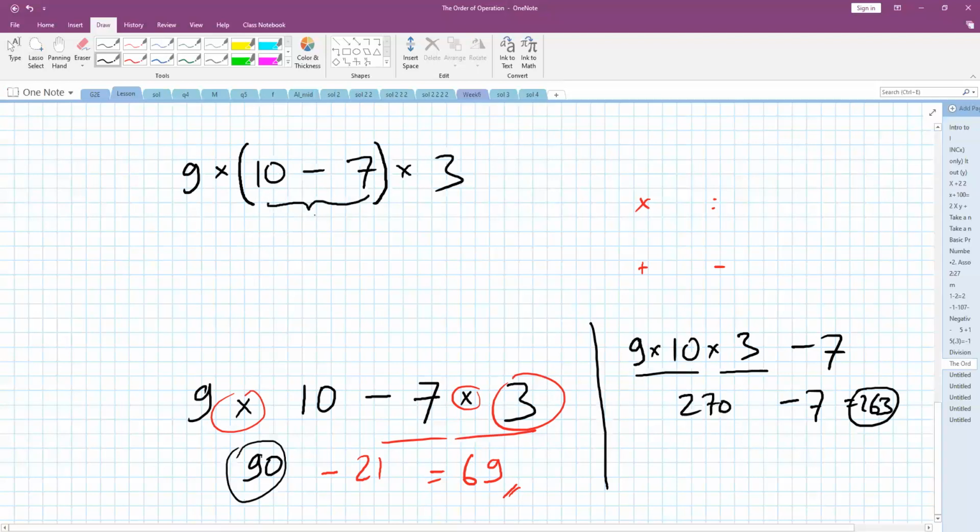Basically, you have to do the one in the bracket first, which makes 3. I times it by 9. Yes, which made 27, and then I times 27 by 3, which made 81. Well done. Let's do some more here.